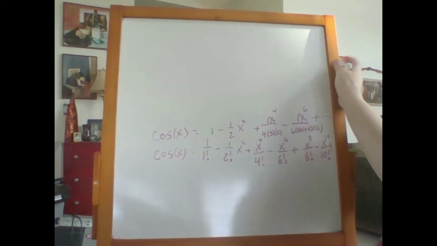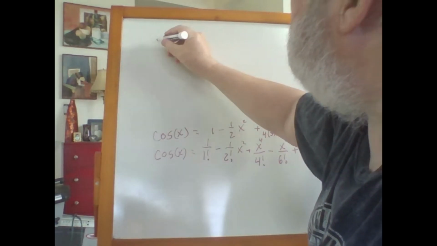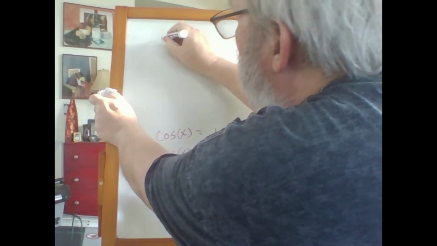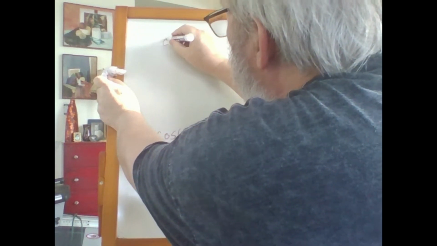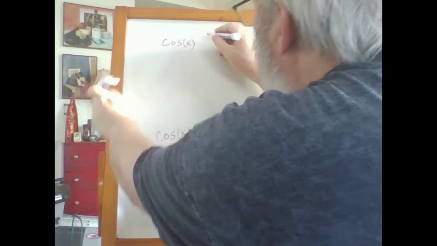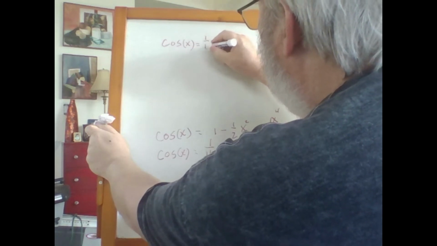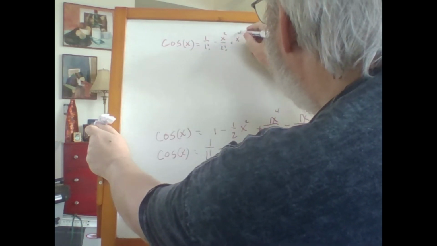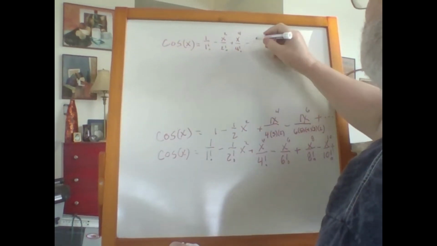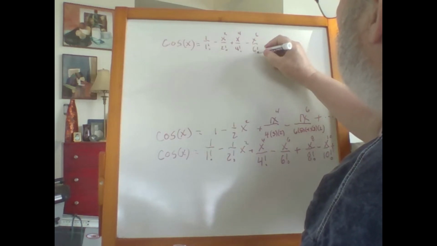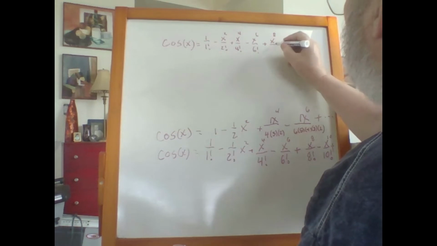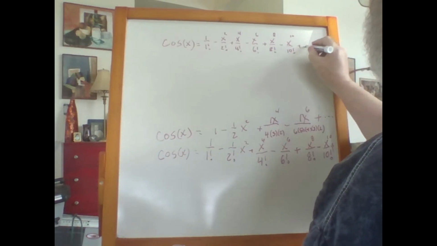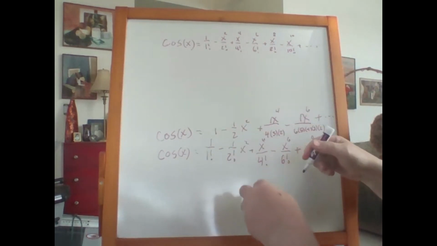So now our final relationship, I'm going to just write, equals 1 on 1 factorial minus x squared on 2 factorial plus x to the 4th, 4 factorial, minus x to the 6th, 6 factorial, plus x to the 8th, 8 factorial, minus x to the 10, 10 factorial, plus, and it goes on forever. And that's our infinite series.